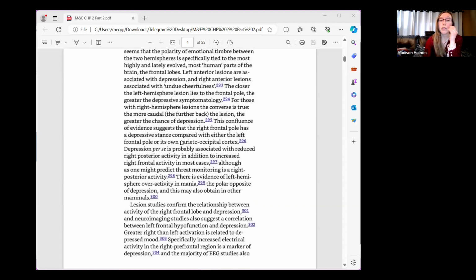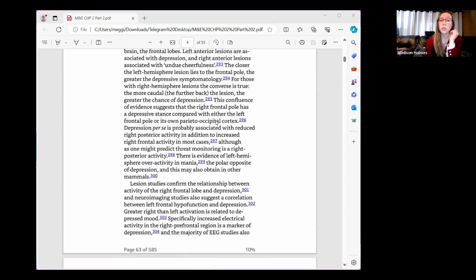This confluence of evidence suggests that the right frontal pole has a depressive stance compared with either the left frontal pole or its own parietal occipital cortex.